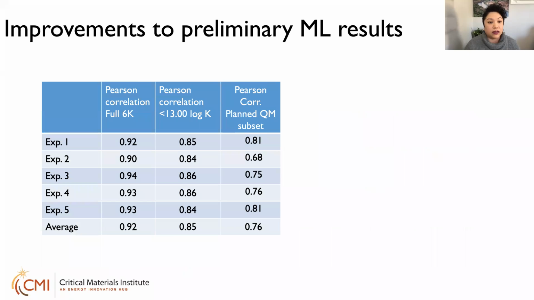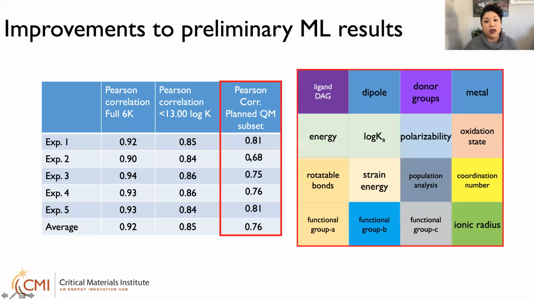This is just to say that we have a subset of data. So this is for 6,000. This is a subset of data where we plan to do these computations with molecular mechanics and quantum mechanics, and also find data from the literature if it's available to include. And so these are the numbers we're trying to improve on. This is the subset of data that we're trying to improve.